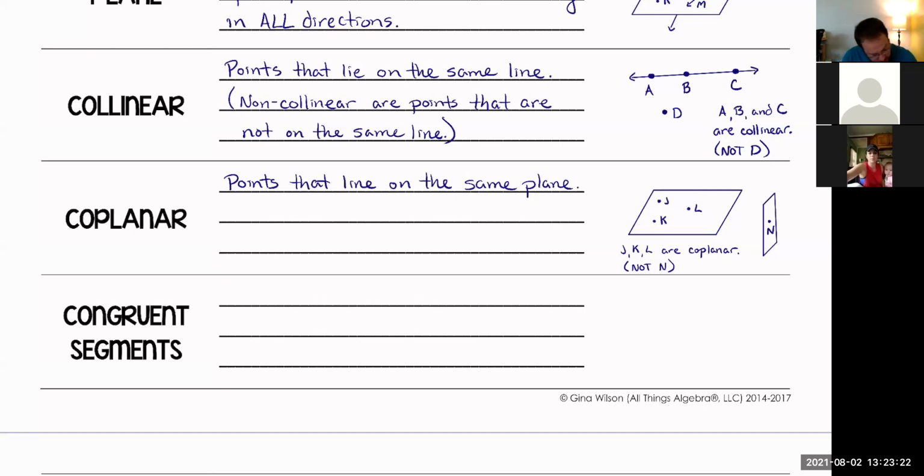Next one, congruent segments. We're going to do an if-then statement that says that if two segments have the same length, then they are congruent.